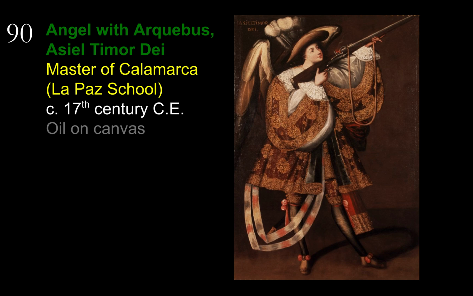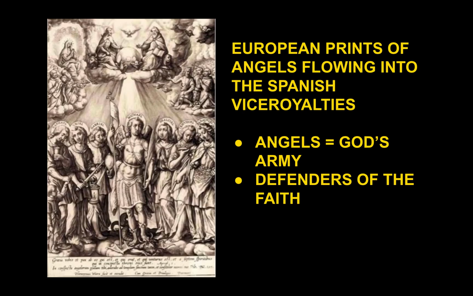They're not exactly sure what year it was made, and it's oil on canvas. So it's made with a very traditional European material. And at first glance, it looks very European. But that makes sense. There's a lot of European influence in this painting.